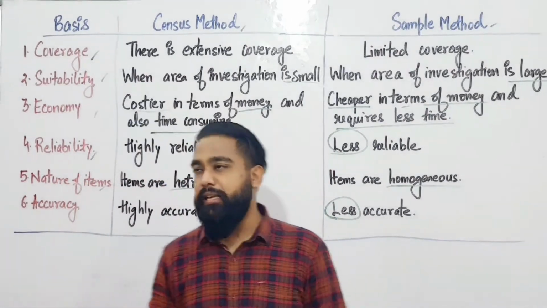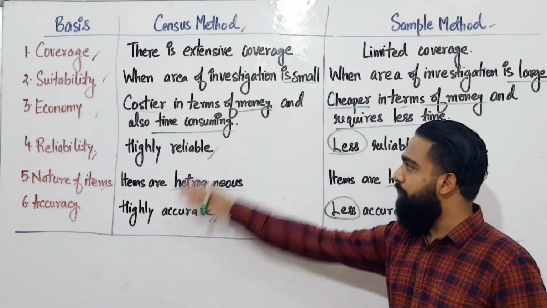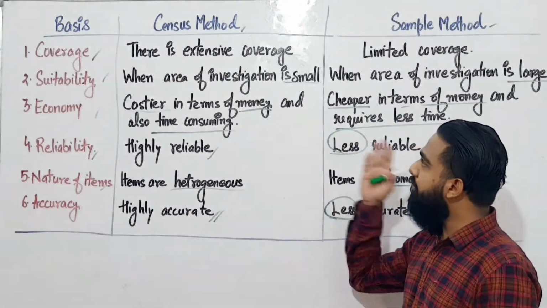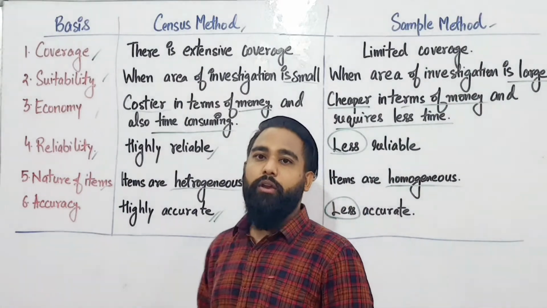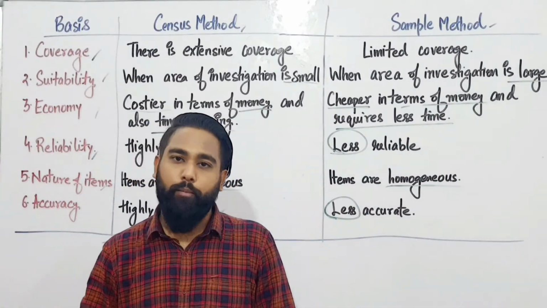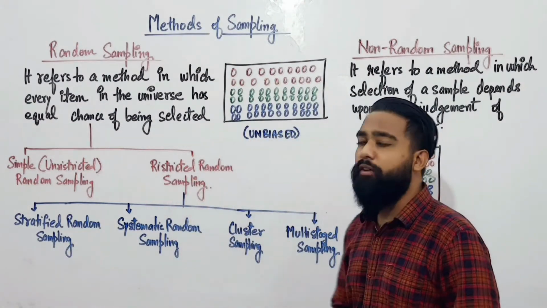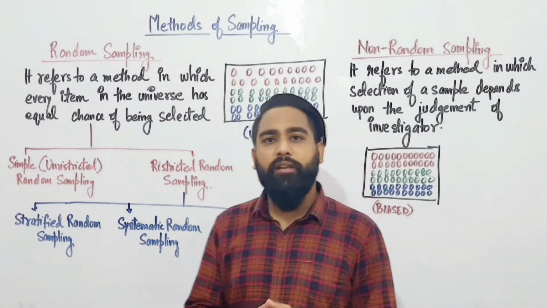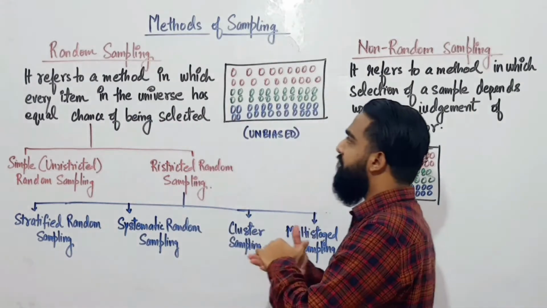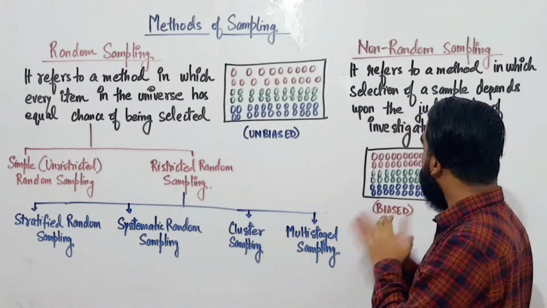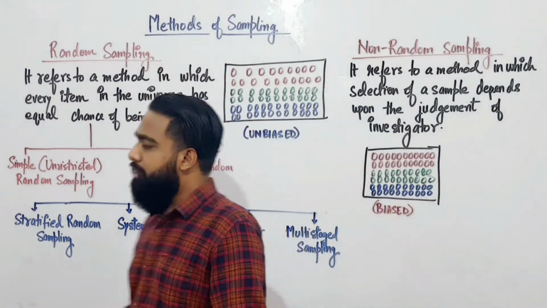So students, these are your differences. You must learn them by heart, and we have completed this topic. Now let's come to the next topic. The last topic for today is methods of sampling. So there are basically two methods. The first method is random sampling and the second method is non-random sampling.